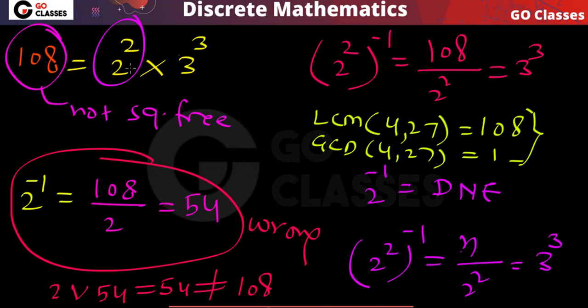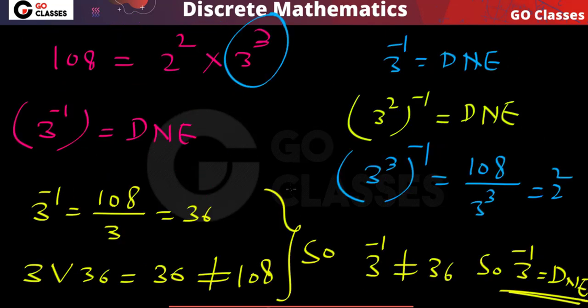For example, you can notice here the complement of 3 square does not exist. The complement of 3 cube will be there, but the complement of 3 square is not there, and the complement of 3 is not there. So this is the complete idea.